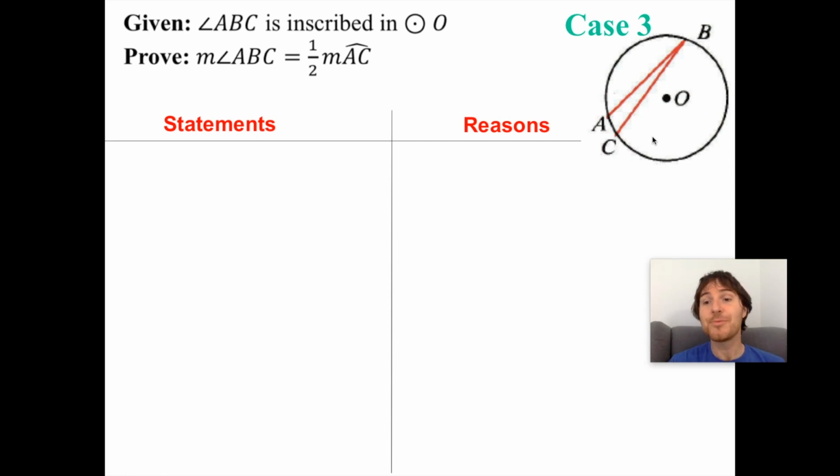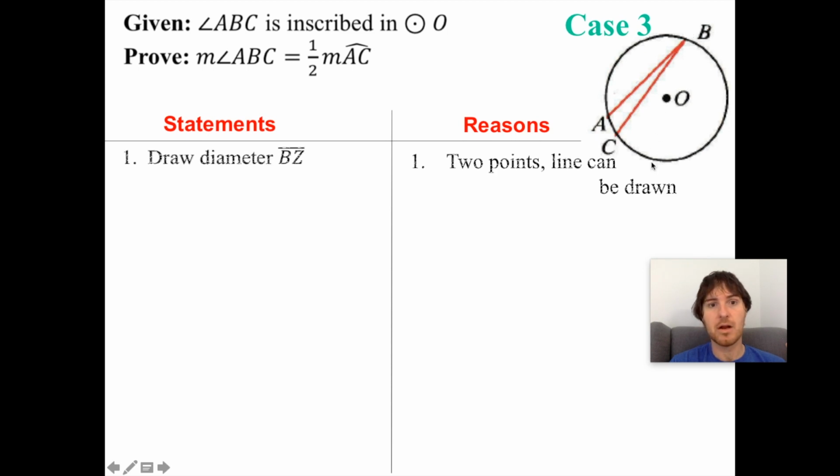Okay, so this proof is going to work very similarly to the proof of case 2, because we're going to go back to case 1. Let's draw in from point B a diameter. Draw that diameter in there. And yes, we can, because through 2 points exactly 1 line can be drawn.